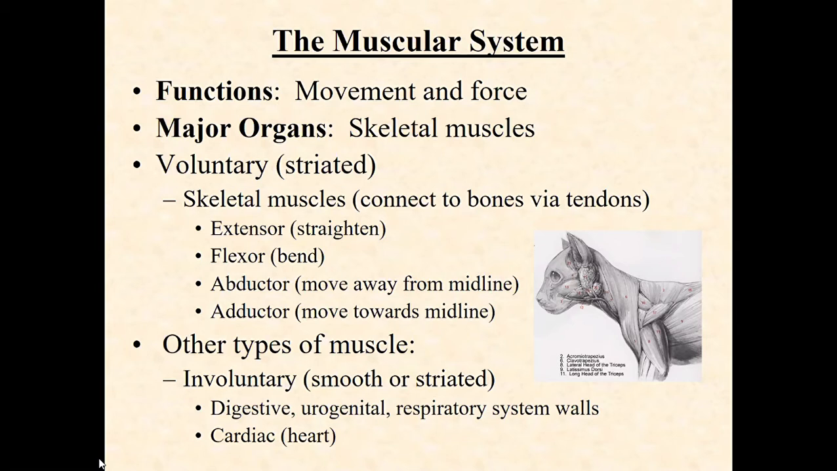Other types of muscles, you have involuntary, smooth and striated. You have digestive, urogenital, respiratory system walls, and cardiac, the heart. And so you watch a lot of these doctor shows, when they're feeling inside of somebody's cavity, when they're feeling in the general direction, and they know the difference by how it feels.